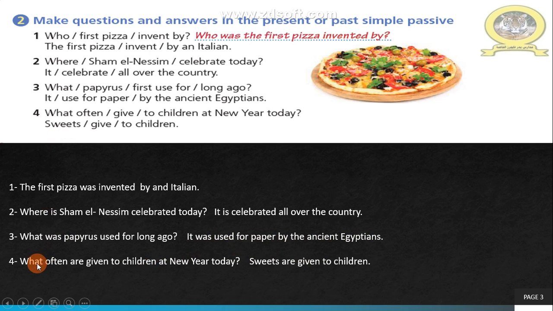Number 4, what are often given to children at New Year today? The answer is, sweets are given to children.